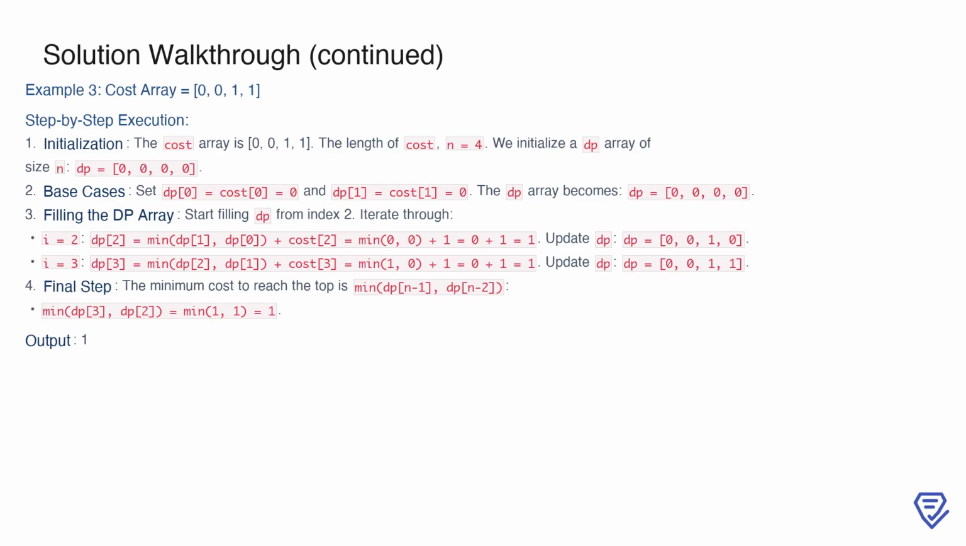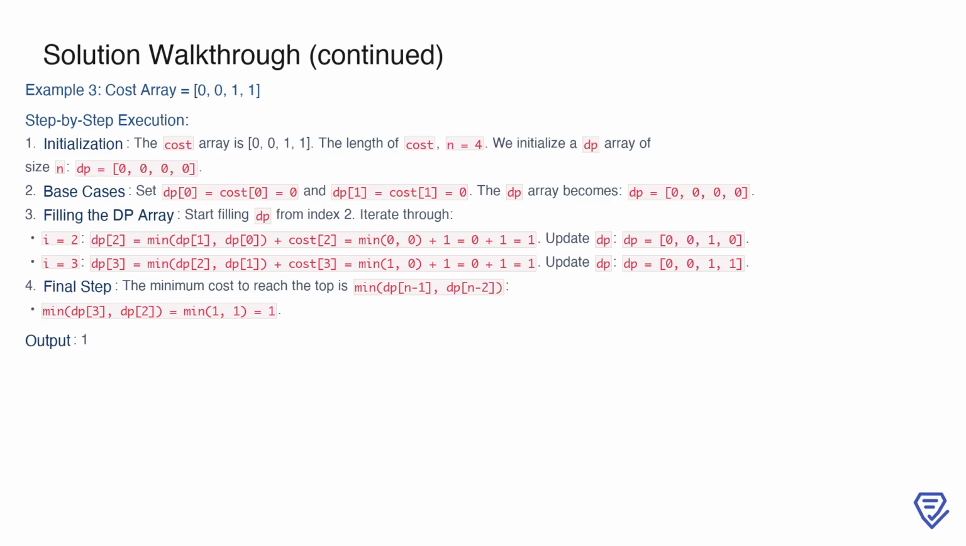At this point, the dp array is 0, 0, 0, 0. Starting from index 2, we calculate dp[2] as the minimum of dp[1] and dp[0], which are both 0, plus the cost at index 2, which is 1. This results in dp[2] equals 1.